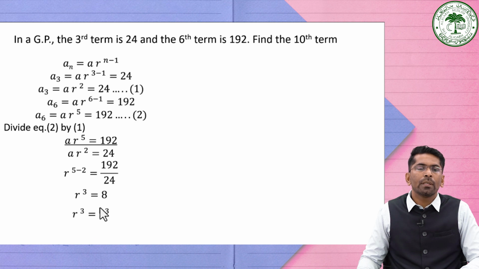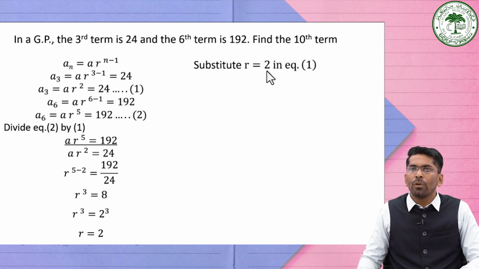So r cube, we can rewrite it as 2 cube. Since the exponents are the same, we can simply say that r is equal to 2. That is the common ratio, here it is 2. Now we know r is equal to 2. We can substitute in any one of these equations. We are just substituting in equation number 1.